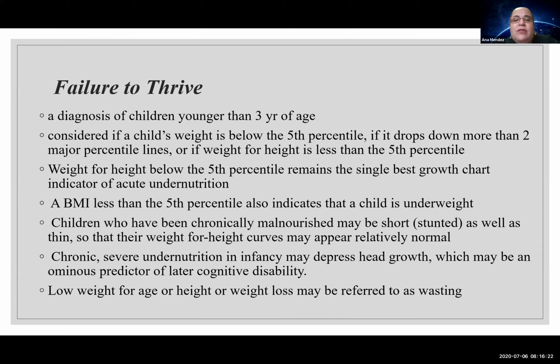Weight for height below the 5th percentile remains the single best growth chart indicator of acute undernutrition. A BMI less than the 5th percentile also indicates that the child is underweight in a kid who's 3 years or older. Children who have been chronically malnourished may be short or stunted as well as thin, so that their weight for height curves may appear relatively normal. So you have to be careful with that. Chronic severe undernutrition in infancy may depress head growth, which may be an ominous predictor of later cognitive disability. And low weight for age or height, or weight loss, may be referred to as wasting.